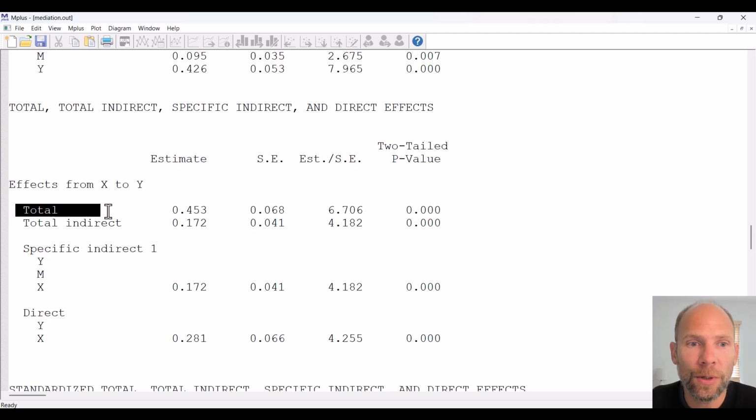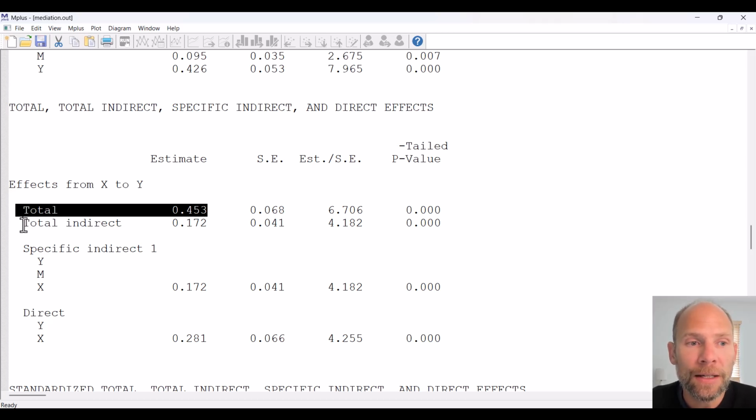You can see the total effect here from X to Y is 0.453, and so that includes the direct effect C prime plus the A times B indirect effect, because the total effect is the sum of the direct effect plus all indirect effects by definition. In this case, there's only one indirect effect because there's only one mediator. So here the total effect is C prime plus A times B, and that's 0.453.